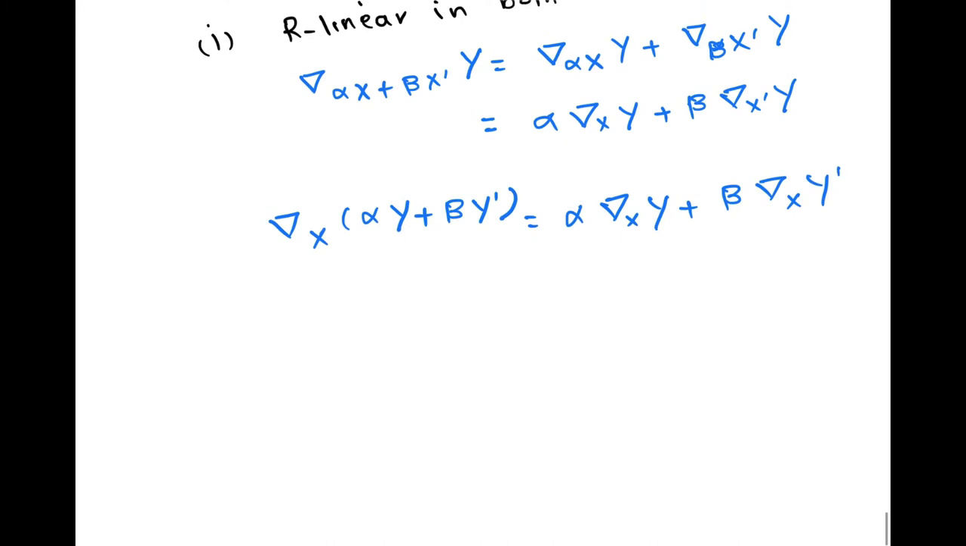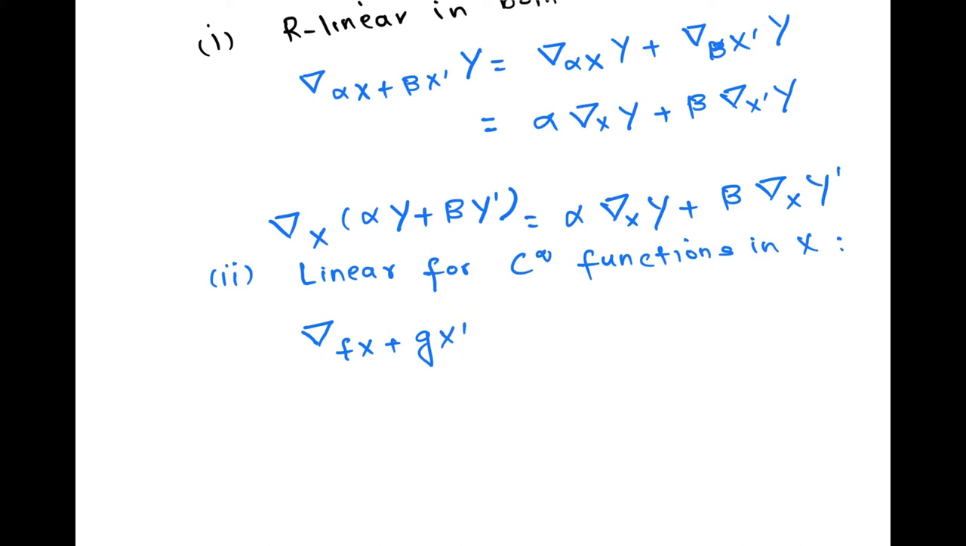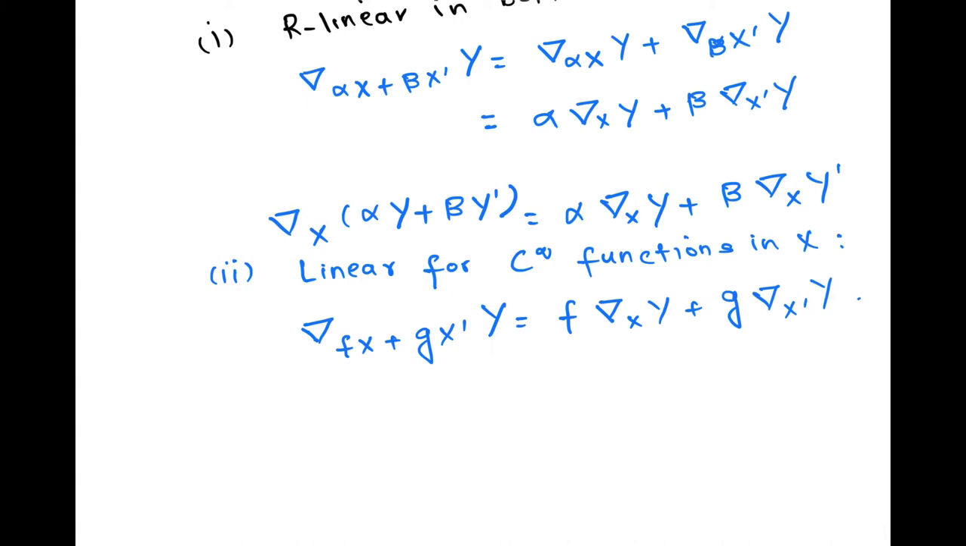And what is the second property? The second property is that it is linear for C infinity functions in X. So what does this mean? This means del (f X plus g X') Y is equal to f del X Y plus g del X' Y, where f is a function of the coordinates. So this is a continuous function. But it is not linear for C infinity functions in the Y vector field.